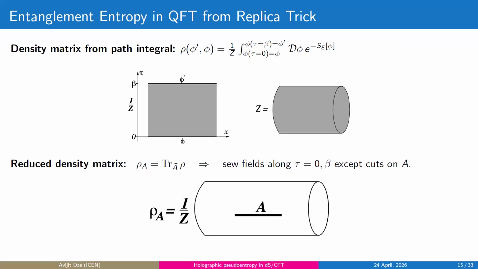And then when you want to define the reduced transition matrix or reduced density matrix, you simply trace over the other part. Once you trace over the other part, you have to do the gluing between the endpoints. So here you can see that I have glued the components, but I have only left a cut open at A. So this is the construction. You start with tau equal to 0, you take a subregion, and then you have the same subregion here, but you have two different boundary conditions. When you trace over A bar, you basically sum over all possible boundary conditions on A bar. Once you do that, you are only left with subregion A. So this is the reduced density matrix.